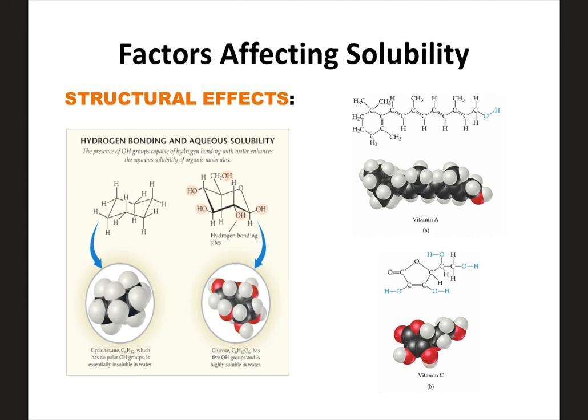So again, just to reiterate, if you have more sites of hydrogen bonding, you can expect molecules to be more soluble in water. So here's vitamin A at the top, has 1 area of hydrogen bonding. It's not going to be very soluble versus vitamin C, which you can see has a bunch of areas, 4 different areas where hydrogen bonding can occur. So it's going to be much more soluble in water. Same thing over here on the left. Cyclohexane, which has no sites of hydrogen bonding, is going to be insoluble in water versus glucose, which again has multiple sites of hydrogen bonding. It's going to be much more soluble in water.